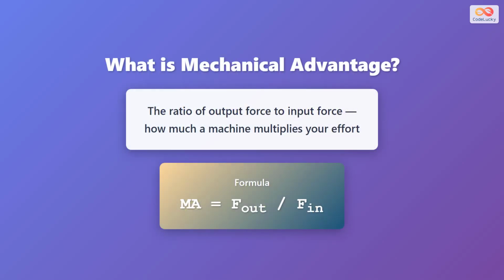Mechanical advantage is the ratio of output force to input force. In simpler terms, it tells us how much a machine multiplies the effort we put in. The formula is MA equals F out divided by F in. For example, if a machine has a mechanical advantage of 5, it means the output force is 5 times greater than the input force. This allows us to move heavy objects or overcome large resistances with relatively little effort.